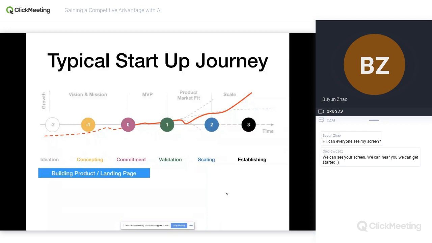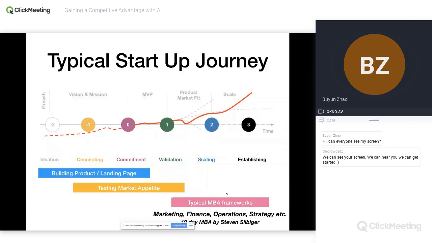So initially, you would just be building a product here, testing market appetite, and if you're good with business, you'll probably employ some of the typical MBA frameworks that they teach you in every good MBA school in order to grow your company, scale it up, and to make it really established. But all of this stuff really relies on old-fashioned statistical analysis of key business metrics that you're tracking. And for those of you who don't have the time to do an MBA, I highly recommend the 10-day MBA course, it's a book by Steven Silbiger.